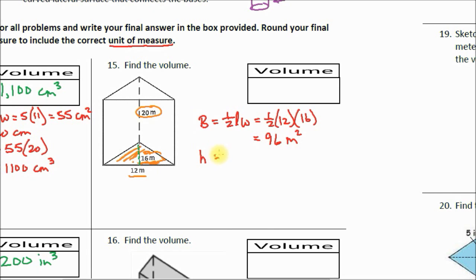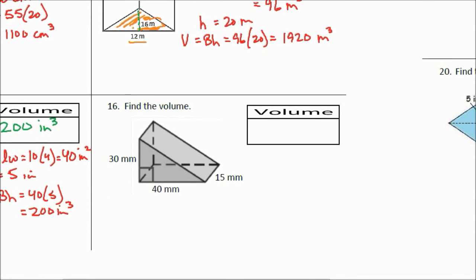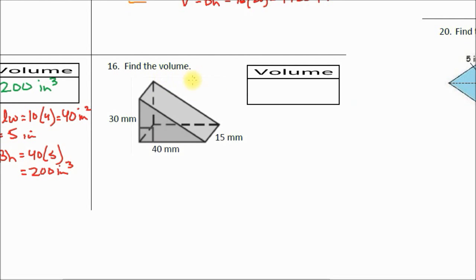Our height is circled. That's 20 meters. Our volume is now still, just like a rectangular prism, base area times height, which is 96 times 20, and that is 1,920 meters cubed. So in our answer box, 1,920 exactly, so there's no decimals here, meters cubed. Next one, number 16. Find the volume. Well, this is also a triangular prism.